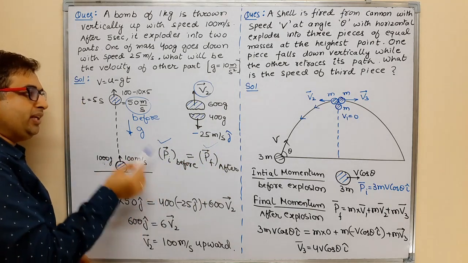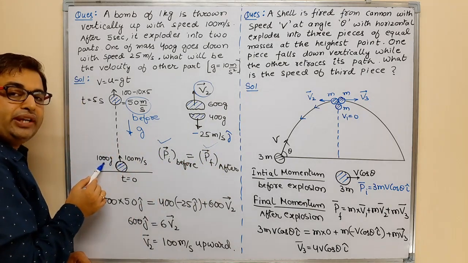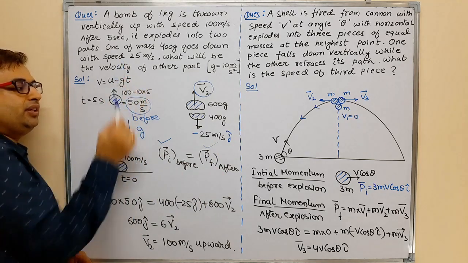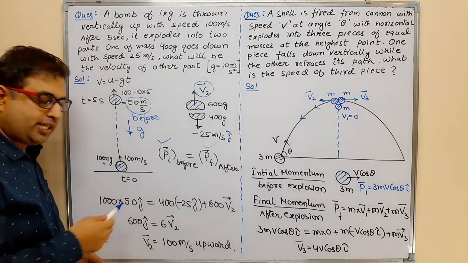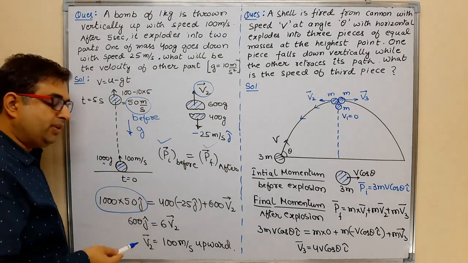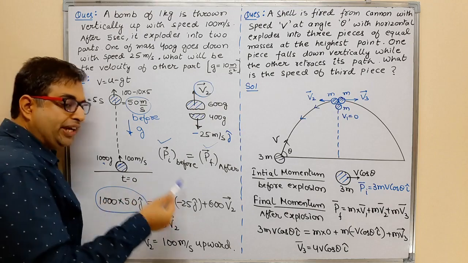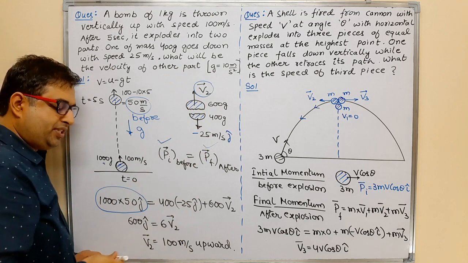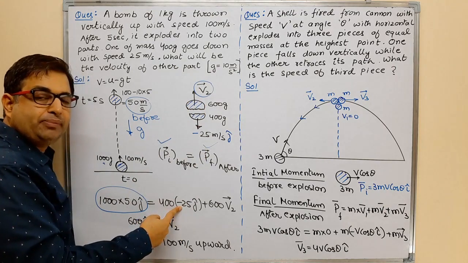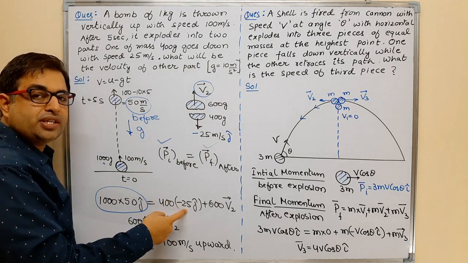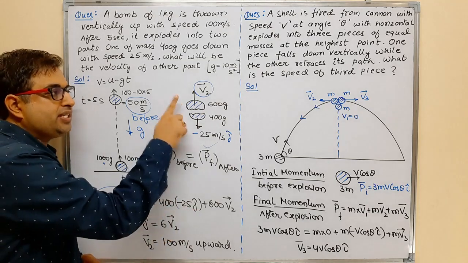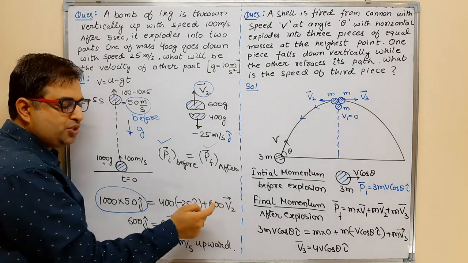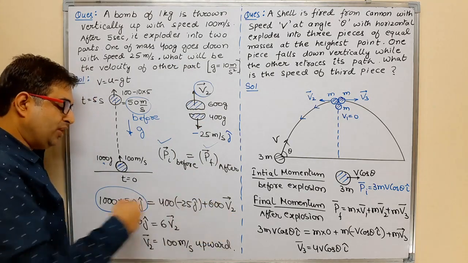Now, initial momentum is mass 1 kg or 1000 gram, 1000 gram into 50 upward. So it is 50 j cap. This is the initial momentum of the bomb just before the blast. Final momentum after the blast: 400 gram is moving in the downward direction, so 400 into velocity minus 25 j cap, and 600 is going in some direction we don't know. Let us take velocity v2. So 600 into v2.